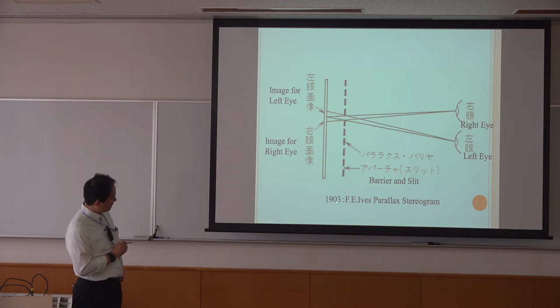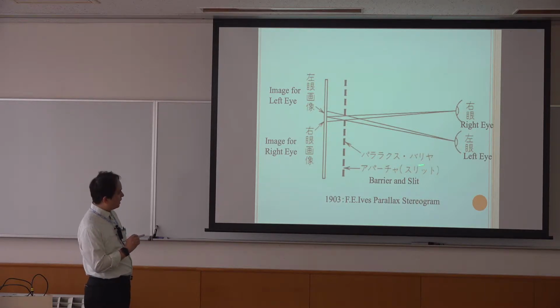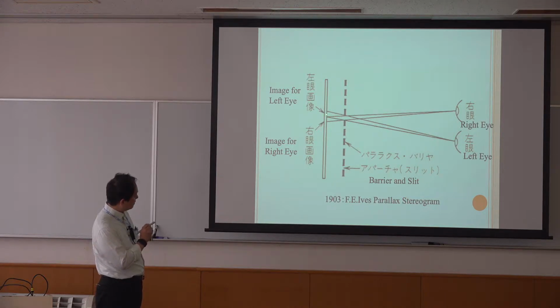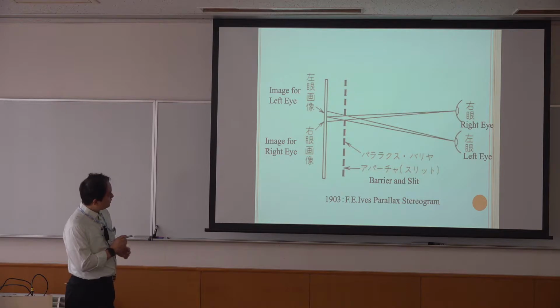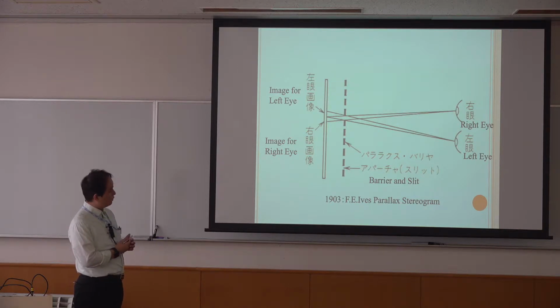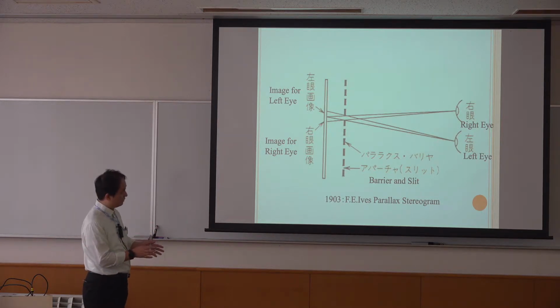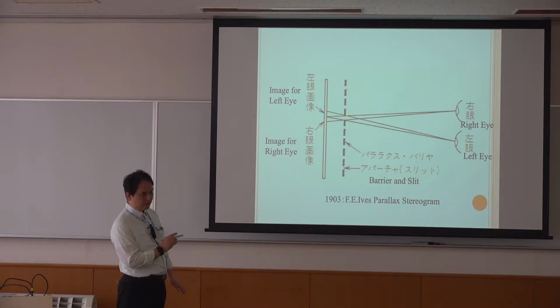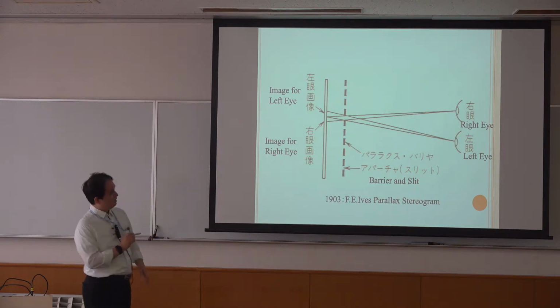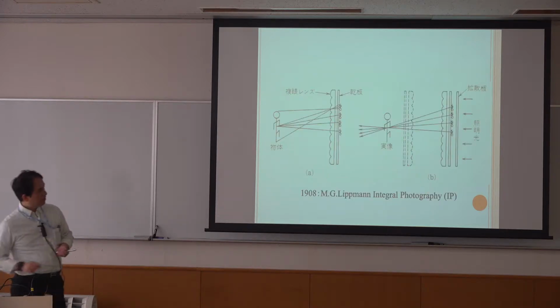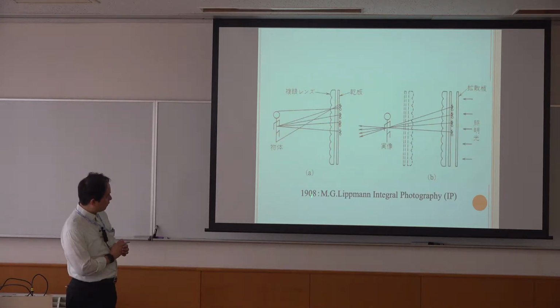Almost 100 years ago, 1903, Ives invented the parallax stereogram. So the right eye sees this part of the image, and also this part of the image, like this, and the left eye sees this part of the image. Using this principle, we can separate the right image and the left image. Okay, so you can see a 3D image without glasses.